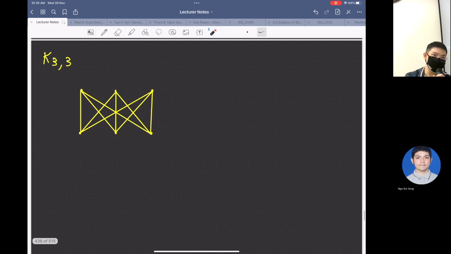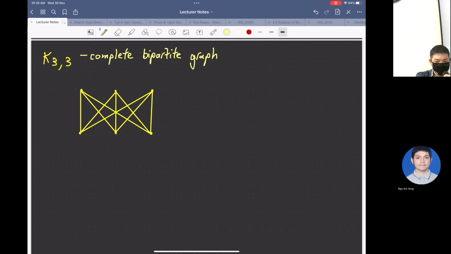Maybe you can ask if there is any example that's not planar. So this one is not planar. The complete bipartite graph K3,3, from three vertices to three vertices. It's not planar. So how to see this? One way you can do is try and move them around. One way you can move them is this.